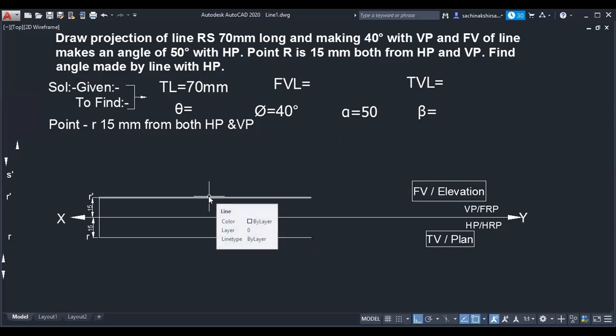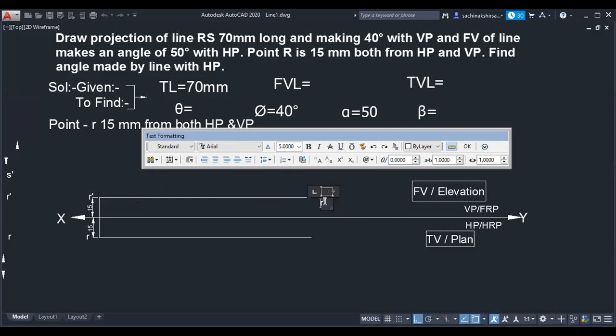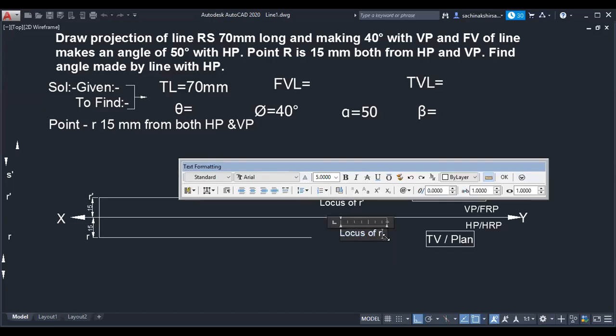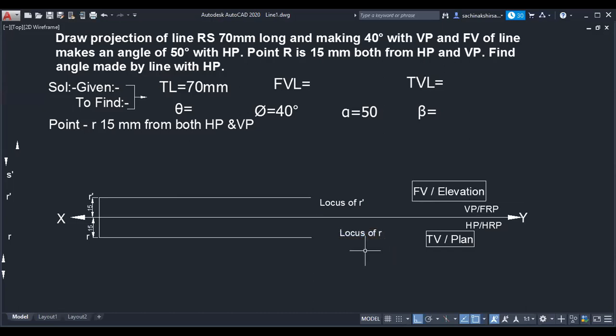And you can give a name to this. It is a locus of, suppose, R dash. It is a locus of R. So here you can give a name, something like this, for this line. So what is this? Locus of R dash. Similarly, which will be the locus below? Locus of R. This locus we have to give first, immediately.